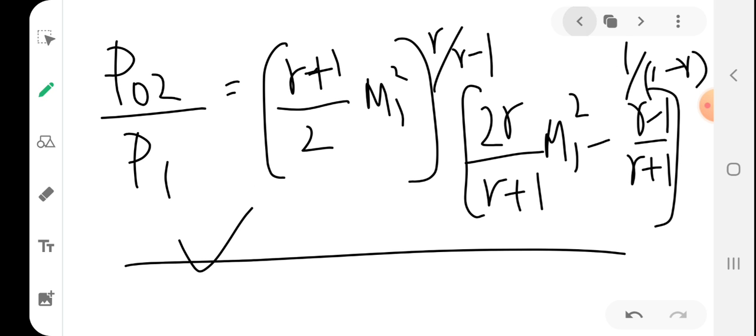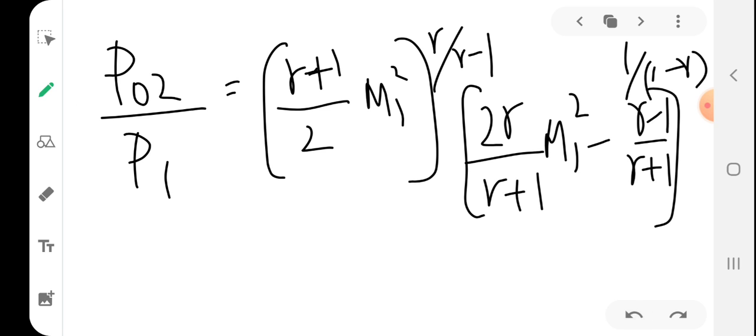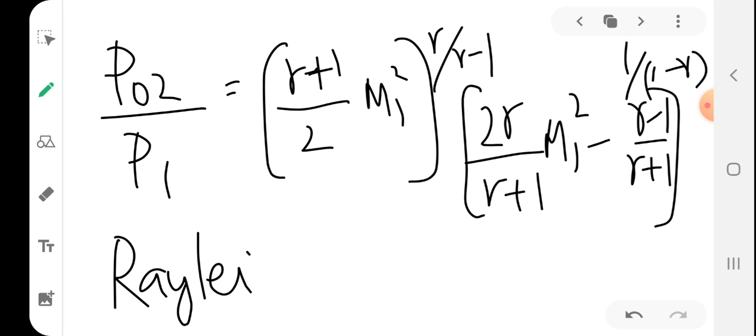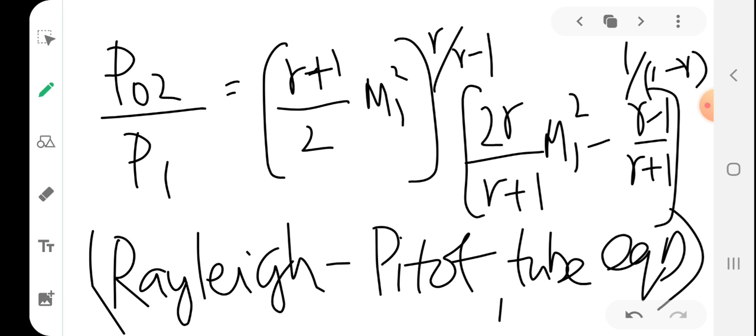So students, you know this equation. If P02 and P1 are known, and the gamma, or the specific heat ratio of the particular fluid, is also known, what will you obtain? You can obtain the value of the upstream Mach number, right? This equation gives the ratio of the stagnation pressure behind the shock to the free stream static pressure, P02 by P1. And this can be used for calculating the flow Mach number at that location. That is why this particular equation is known as the Rayleigh-Pitot tube equation. It is used to find the flow Mach number.